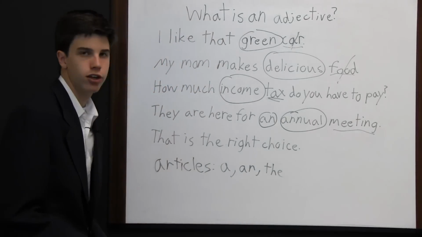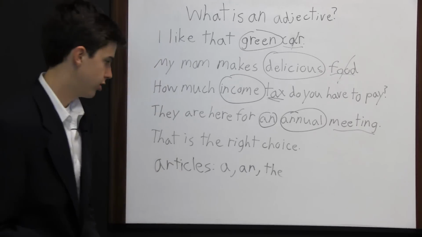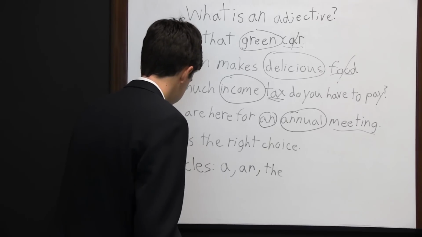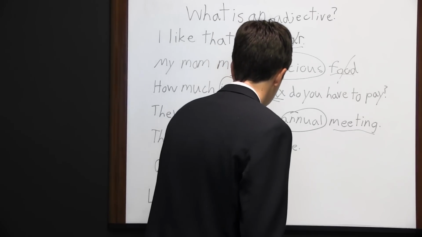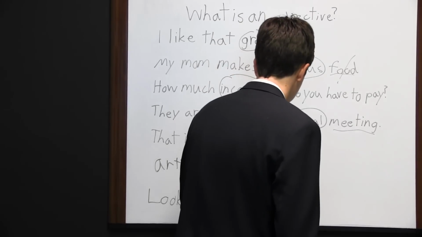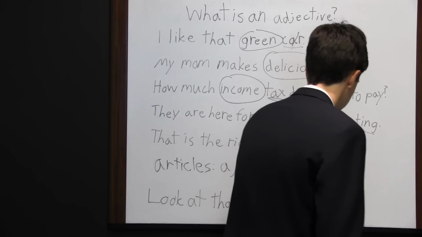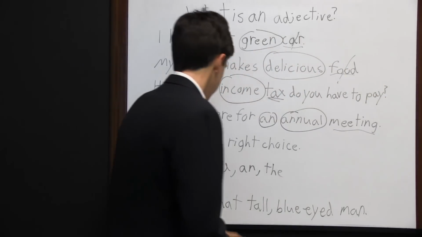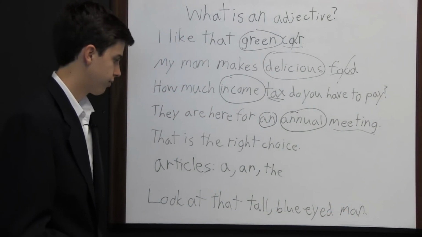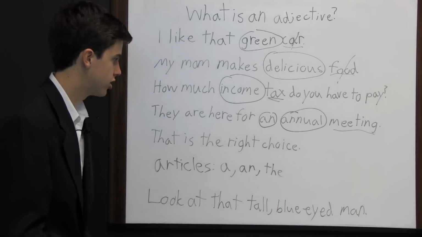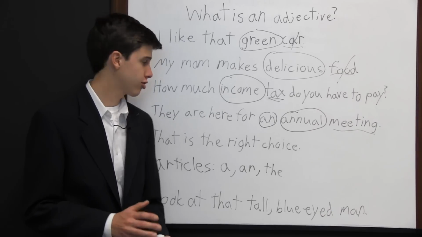And that leads me to another point. You can have more than one adjective in a sentence, and you could have more than one adjective next to each other, like look at that tall, blue-eyed man. Tall and blue-eyed are both adjectives, and they're both describing man, and they can be right next to each other. And sometimes you need to put a comma in between those two adjectives. But the main point I want you to get there is that two adjectives can be right next to each other, describing the same word.